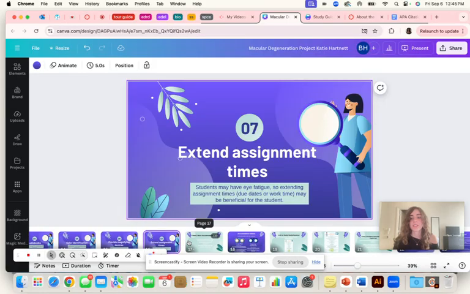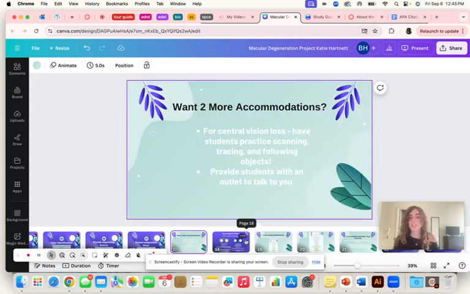Also, extending assignment times is important. They're obviously having a lot of eye fatigue, so it's going to take them longer most likely to complete assignments just because they have to put in more effort to see what's going on. Also, maybe due to some emotional difficulties, they might be frustrated, so extending those assignment times is a great way to accommodate. I went ahead and included 2 more that I liked.